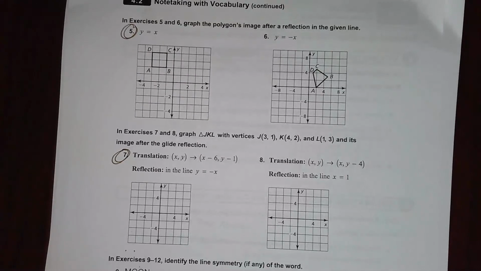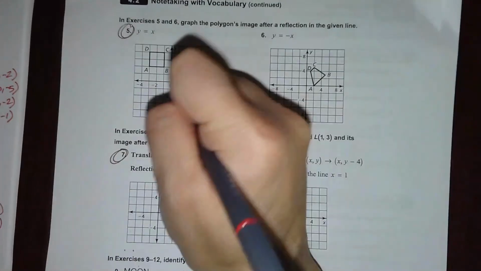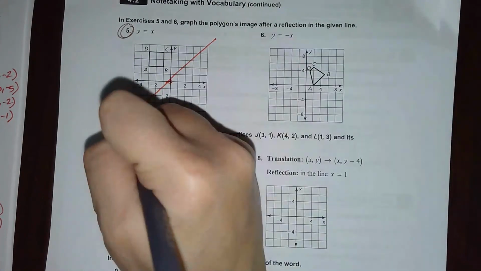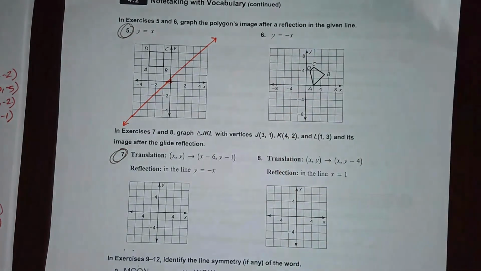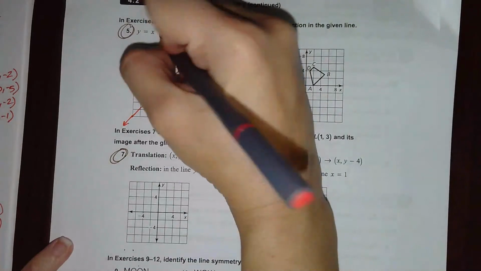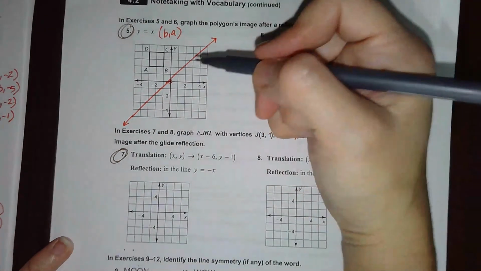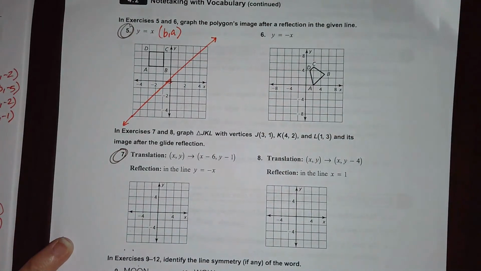Number 5 has us graph the polygon image after reflection in the given line. They gave us the original, and they say reflect it in the line y equals x. Y equals x is a diagonal line, and it's easier to apply the rule here than anything else. It's harder to graph this just visually. It's up to you, but it's still challenging.